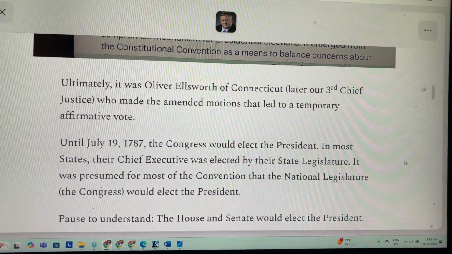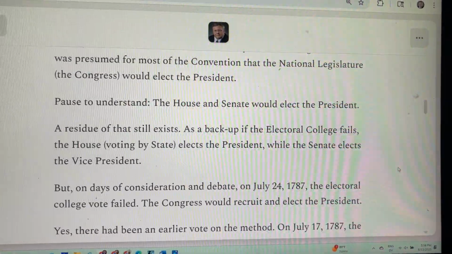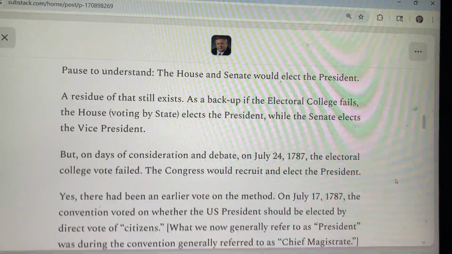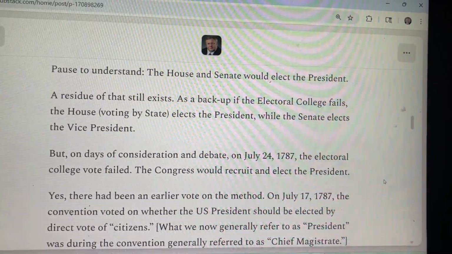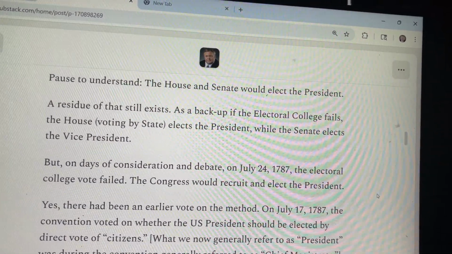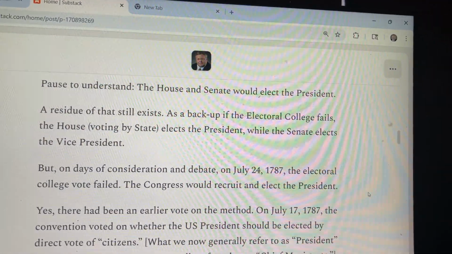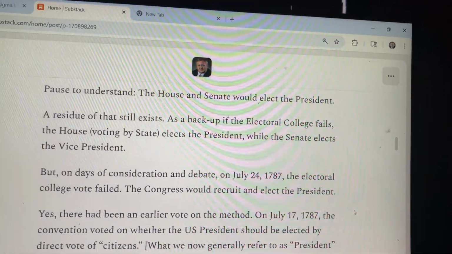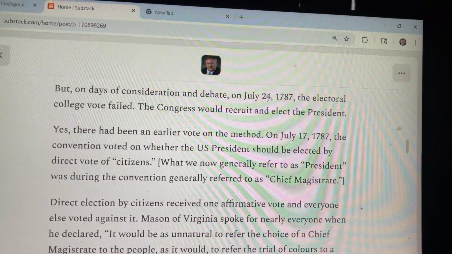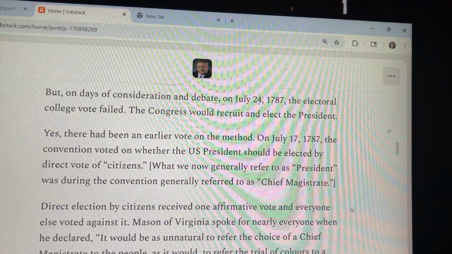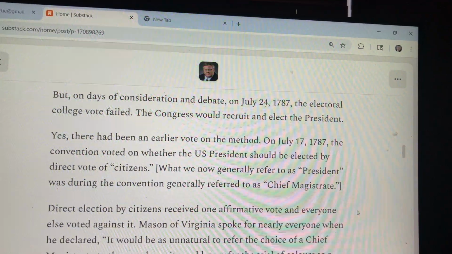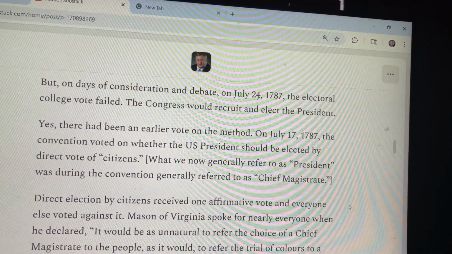It was presumed for most of the convention that the national legislature, the Congress, would recruit and elect the president. There's no democracy here. I mean, you elect your representatives because they know who will be suitable to be president. You don't have any idea. This is not your field. The House and the Senate would elect the president. Now, a residue of that from the original Constitutional Convention still exists. If the Electoral College fails, the House, voting by state, elects the president, while the Senate elects the vice president.